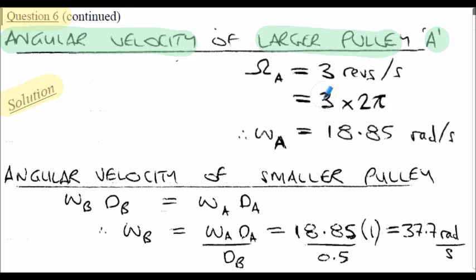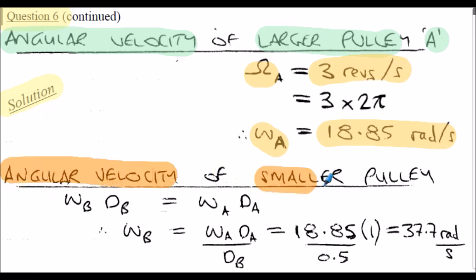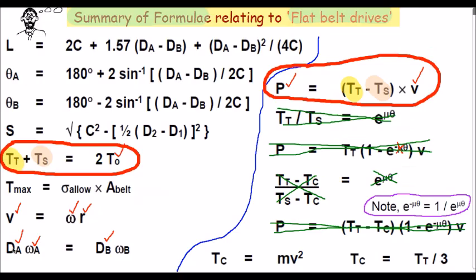We know from the question it's rotating at 3 revs per second, converted that into radians per second here, omega A, 18.85 radians per second. And now we can calculate the angular velocity of the smaller pulley using the equation omega B multiplied by diameter B equals omega A multiplied by diameter A. That's this equation here effectively.